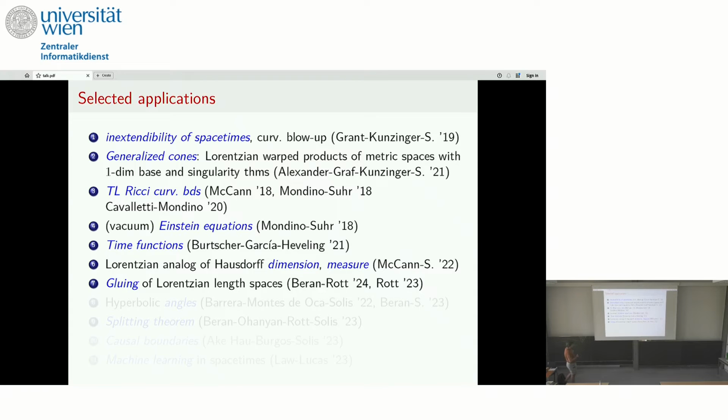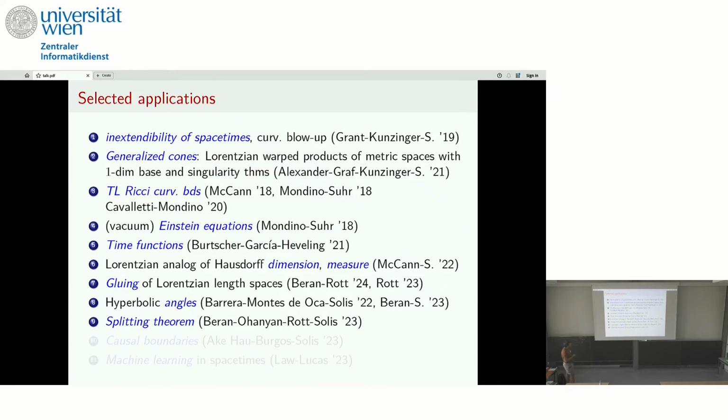One advantage of leaving the framework of smooth manifolds is that gluing becomes easier. This was done by Beran, Roth, and Roth. We studied hyperbolic angles and angle comparison as an equivalent definition of time-like curvature bounds. This was joint work with Tobias Behrendt and independently was done by Barrera, Montes de Oca, and Solis. Then a big application was the splitting theorem for globally hyperbolic Lorentzian length spaces, which have time-like non-negative Ricci curvature in the triangle comparison sense. This was done by Beran, Ohanian, Roth, and Solis.